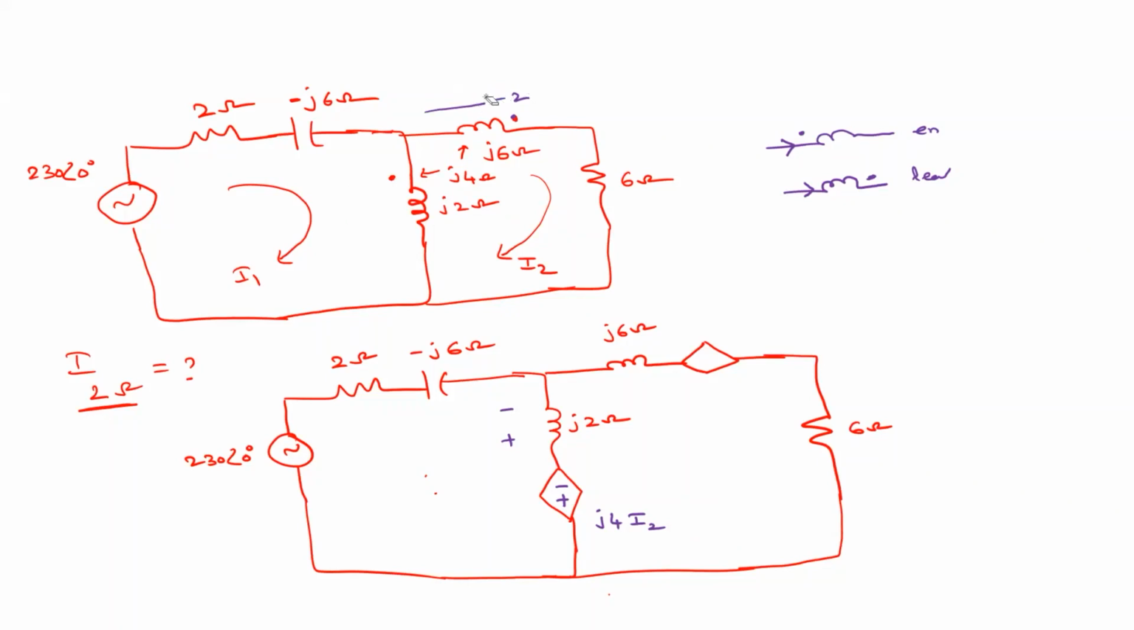Now come to this circuit. The dot will be positive here. In the first circuit, what is the current, entering or leaving? What is the exact current flowing inside here? I1 minus I2. This I1 minus I2 is entering the dotted terminal. Agree? So that means plus here, minus here. What is its magnitude? j4 (I1 minus I2).